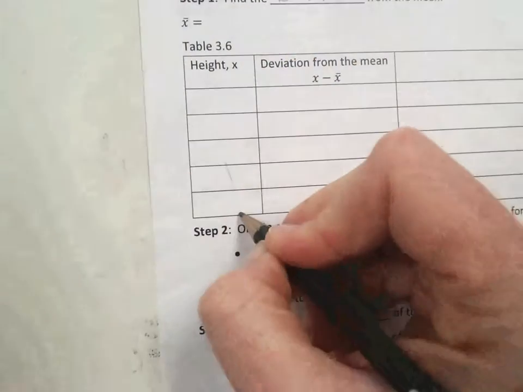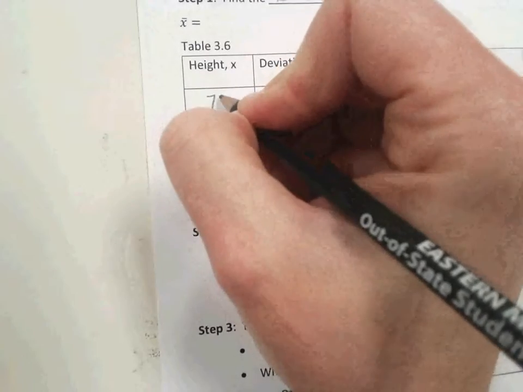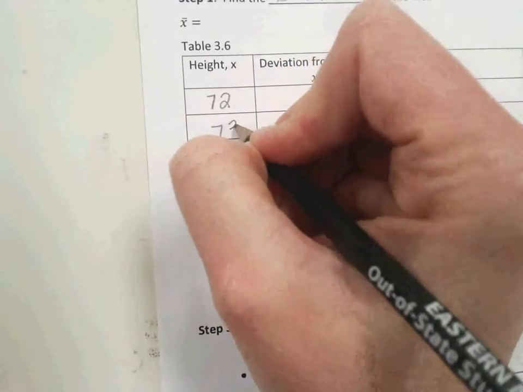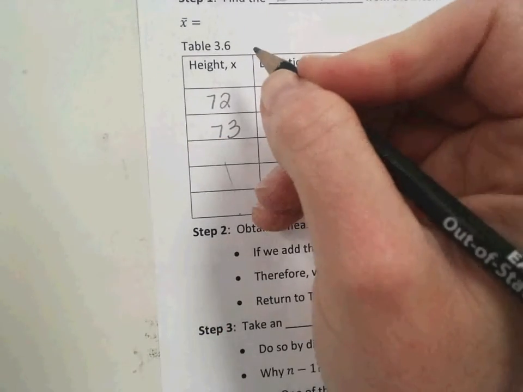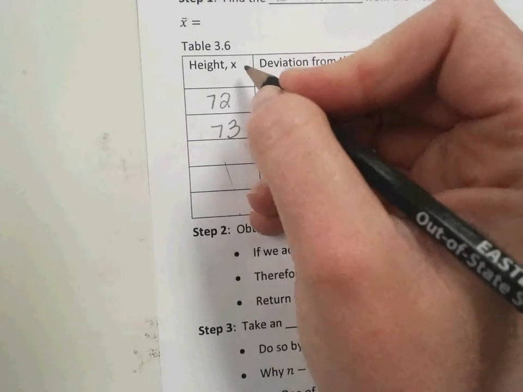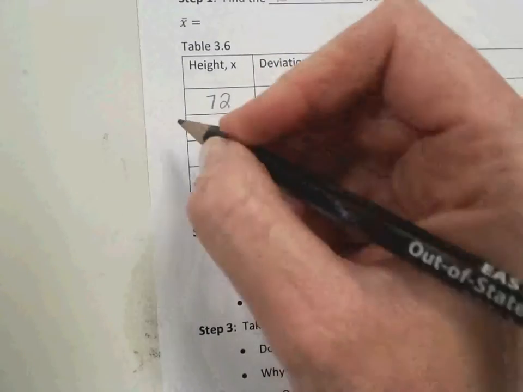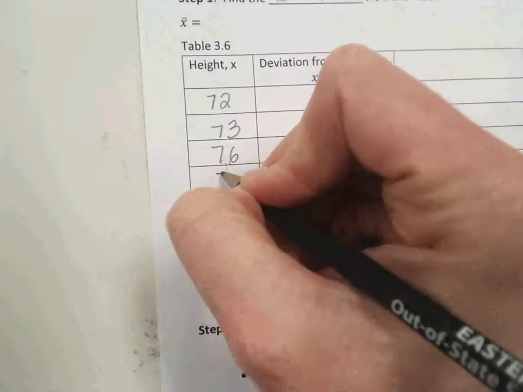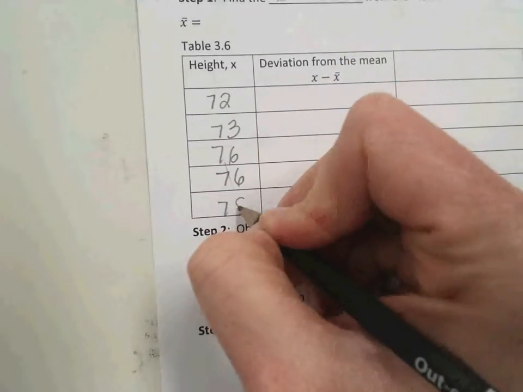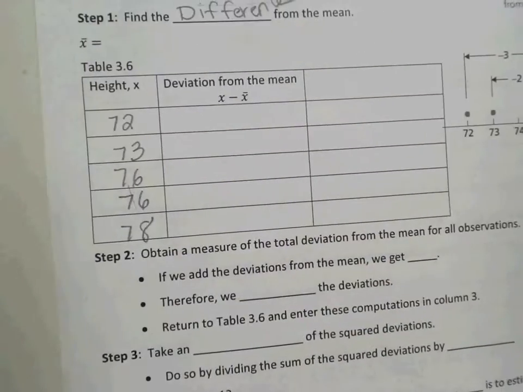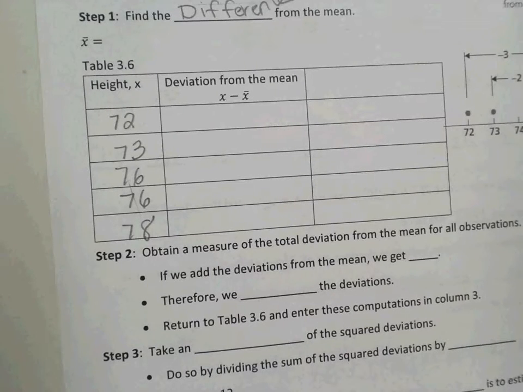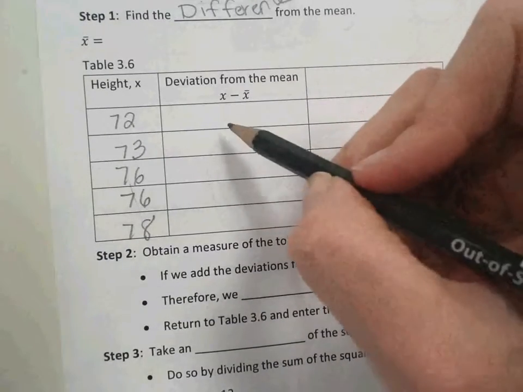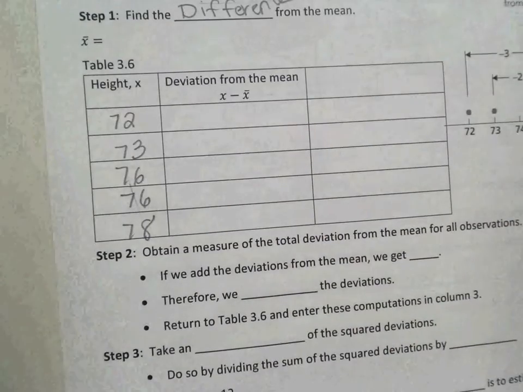The heights for team 1 were 72 inches, 73. As long as we're doing calculations, you can leave the units of measure off and then put them back on at the very end. 72, 73, 76, 76, and 78. So those are our data points. Right now, one at a time. Team 1, yep. And then we're going to find the deviation or the difference.